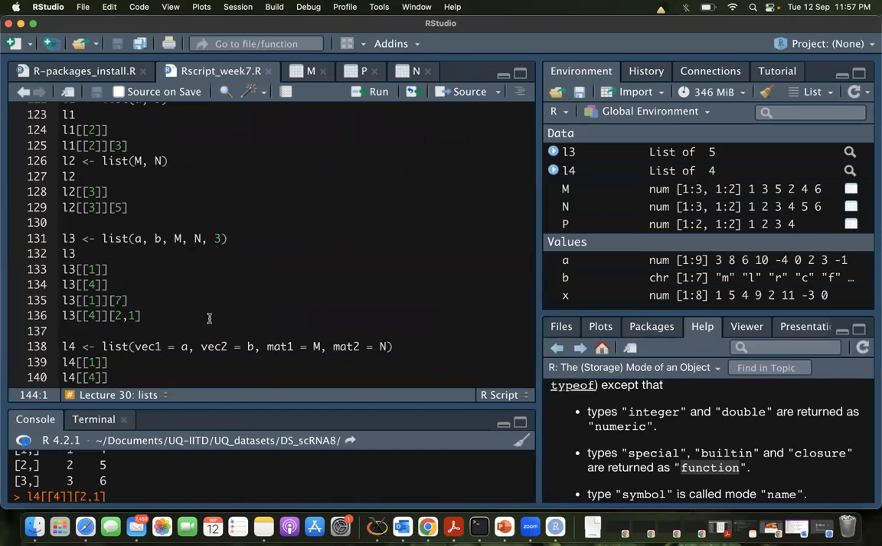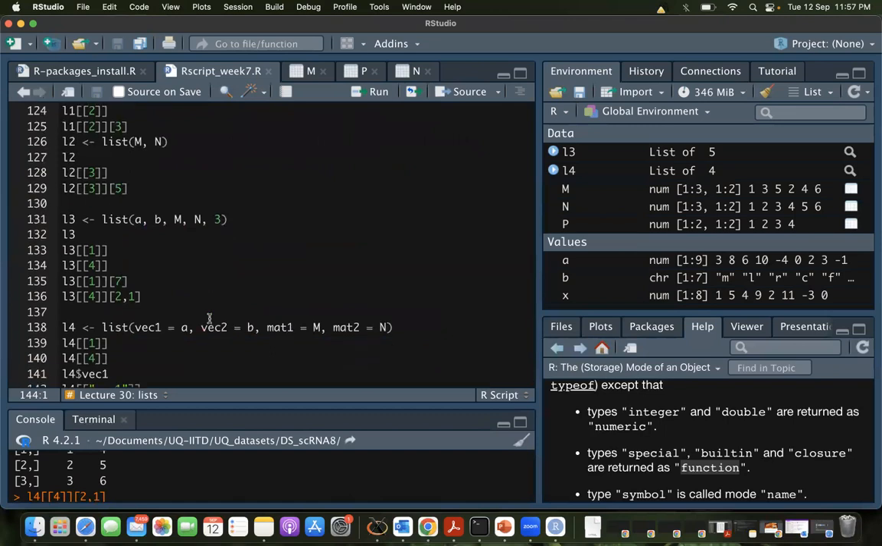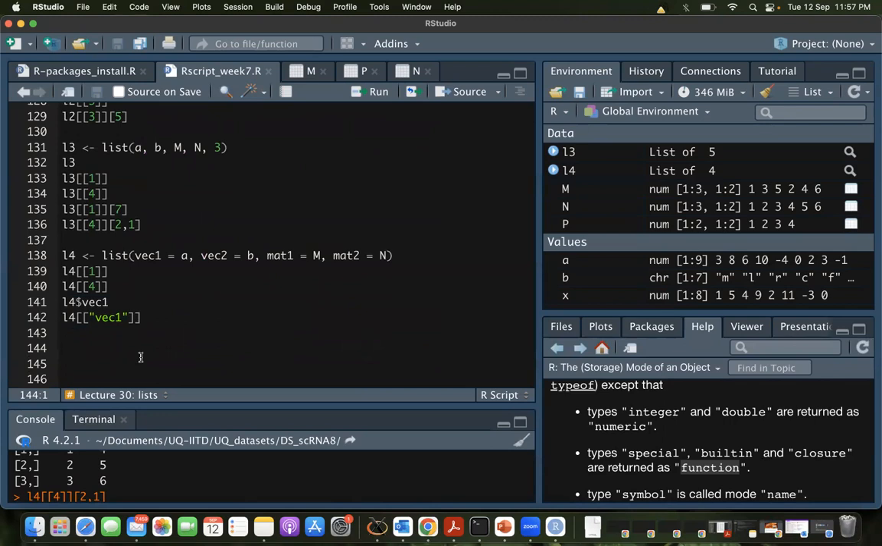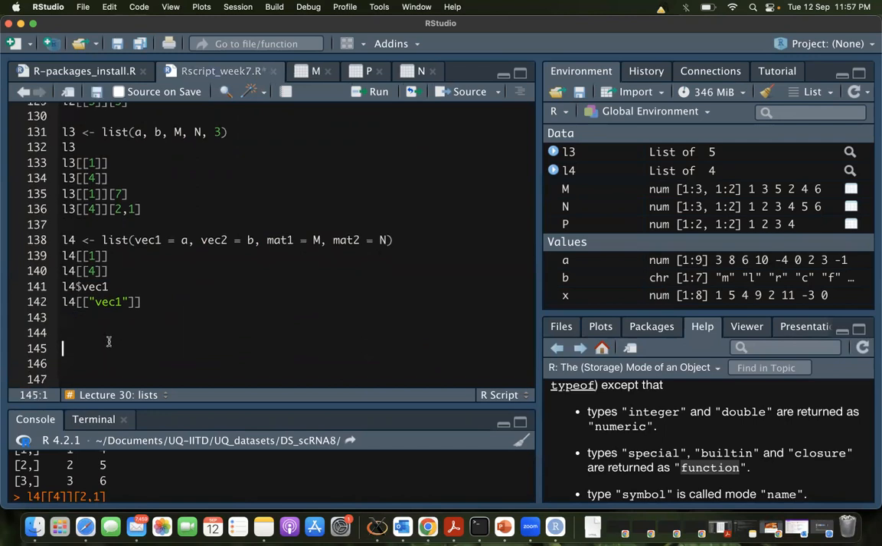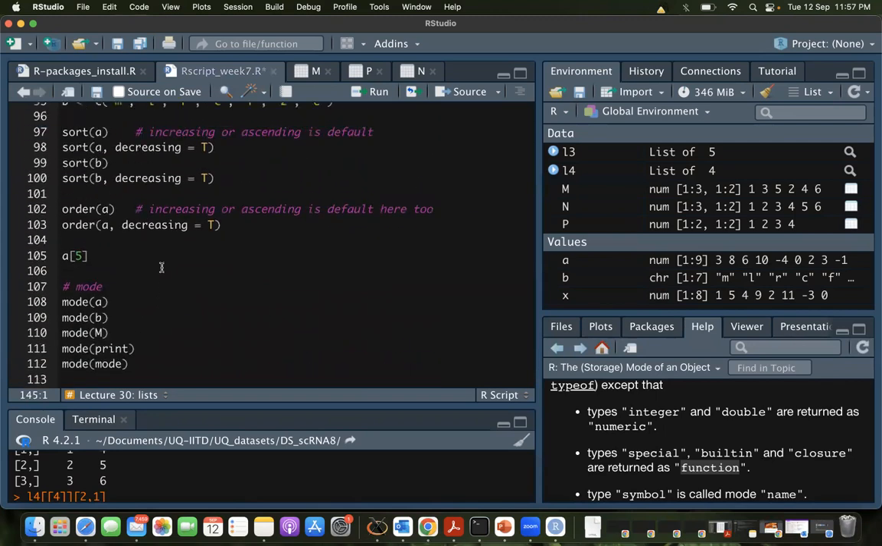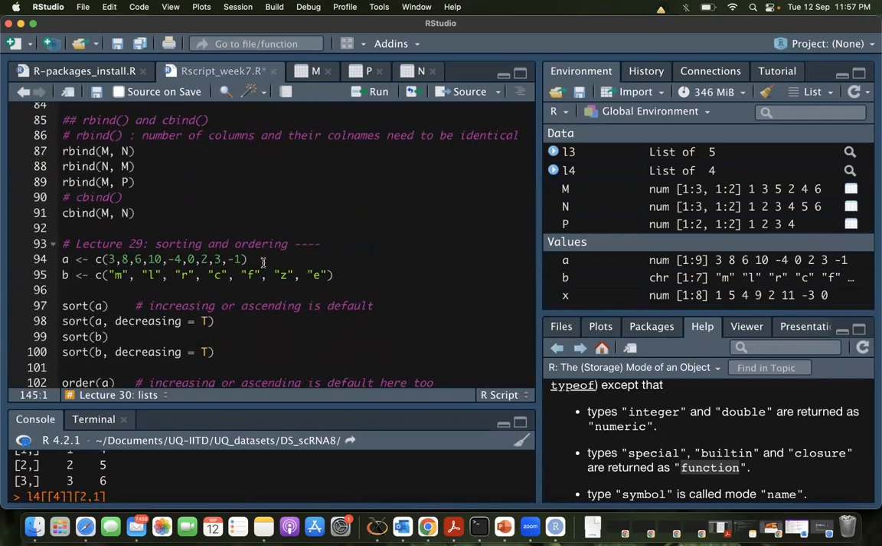Yes. And one more. How to find the statistical mode? Statistical mode. Okay. So let's take this example here, A. So we know that the mode here should be 3, right?